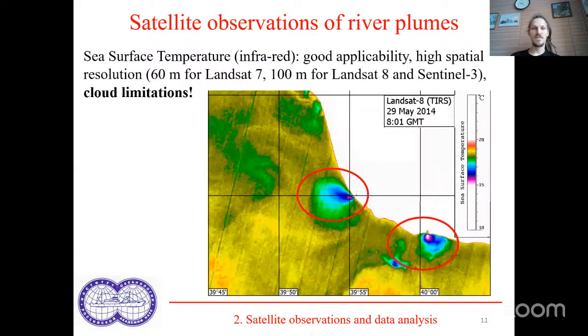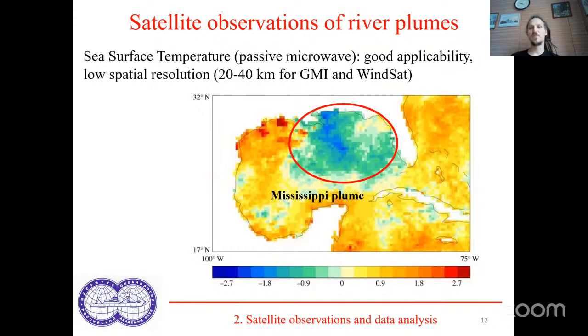Also, the problem of these satellite temperature products is that they depend on cloud coverage. So there are cloud limitations, and for certain areas it's important. But there is also passive microwave sea surface temperature, and it is useful for large plumes, again if the plume differs in temperature from the ambient sea. Here we can see the Mississippi plume. Passive microwave doesn't have cloud limitations, and we can get data for every day, and we can detect many plumes using this data.